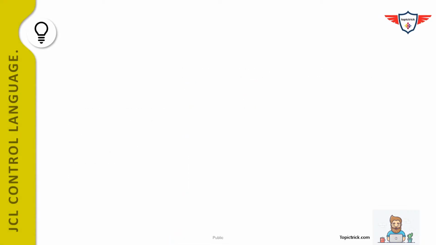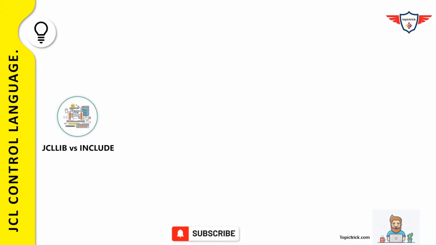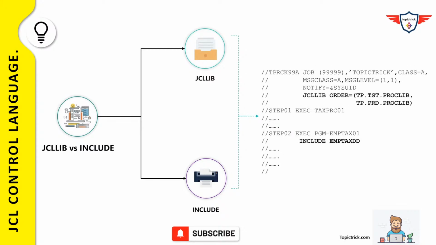Now let's talk about the last topic of this particular video, that is, what is the difference between JCL lib and include statement. So as you know, sys1.proclib is normally used to store system-oriented catalog procedures, the procedures which are supplied by IBM. Now let's say you have created a catalog procedure and you have stored that in your personal PDS.